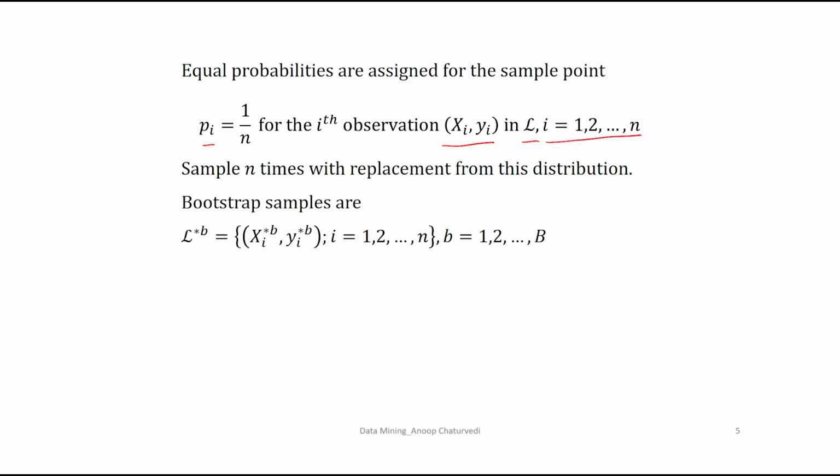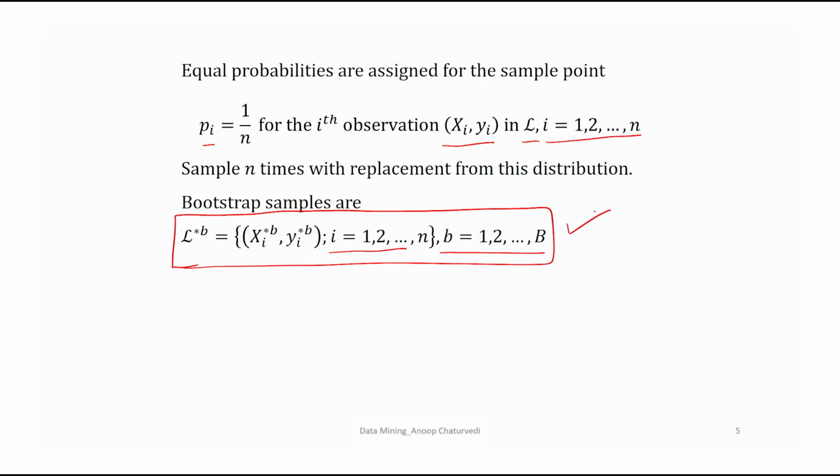And we sample n times with replacement from the distribution. And this is the bootstrap sample L*b = {(xi*b, yi*b), i = 1 to n} and b = 1 to capital B. So, these are capital B bootstrap samples.